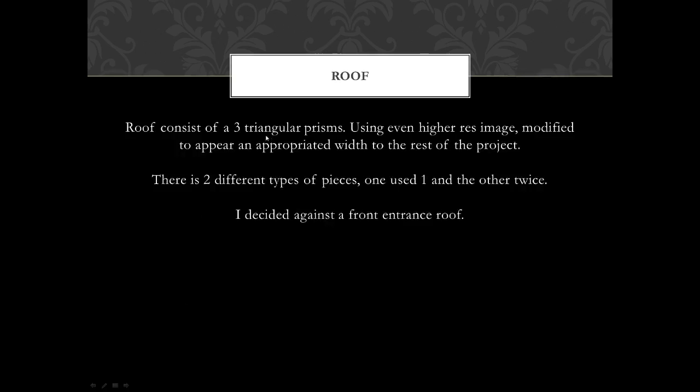The roof consists of 3 triangular prisms using an even higher res image, also modified to the appropriate width for the rest of the project. There are 2 different types of pieces: a larger one to fit the main section of the cabin, and a shorter one that's placed twice on the other side of the cabin. I decided against a roof on the front entrance because it is a log cabin. It's not a modern house.